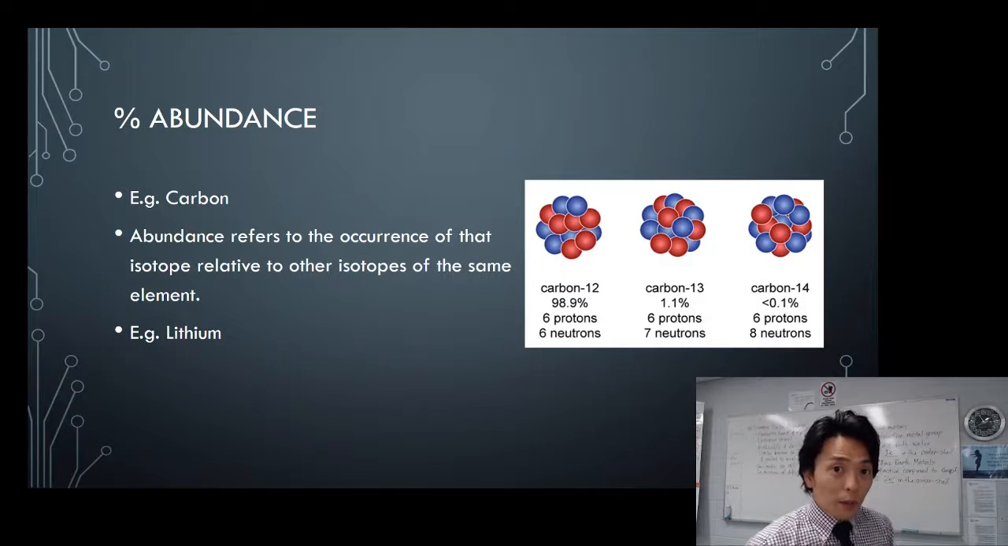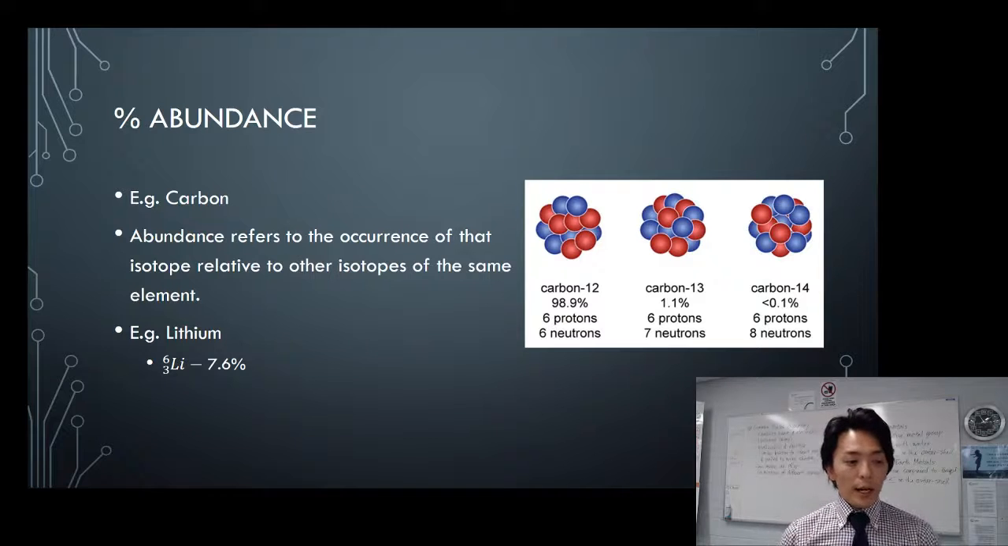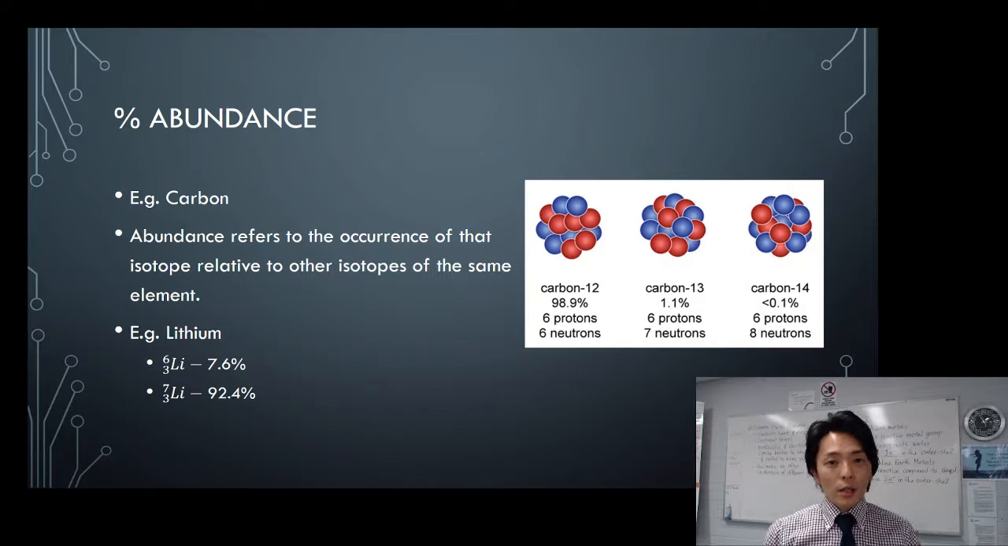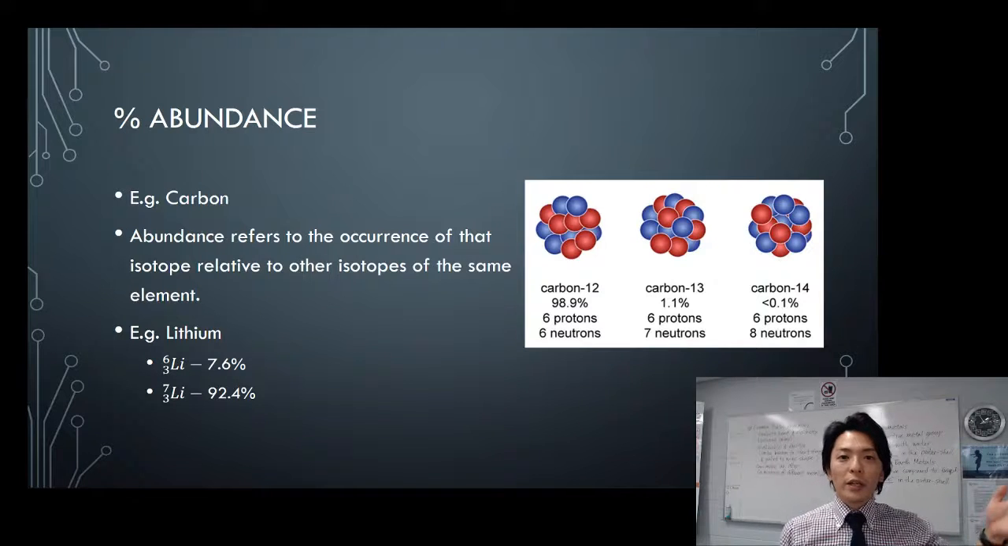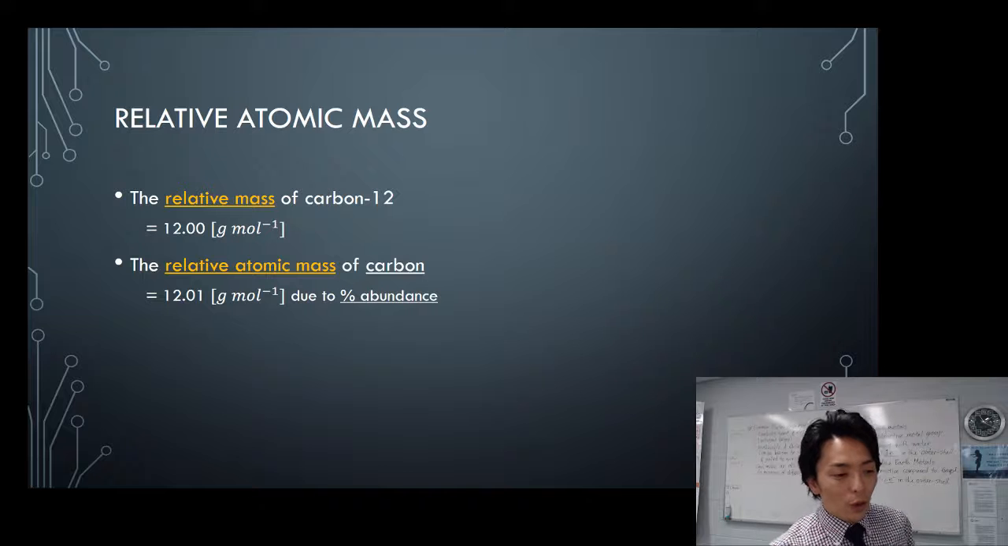In terms of lithium, if you're looking at the lithium metal element, 7.6% would have 6 as its mass number for that isotope. And 92.4% would have 7 as its mass number for that particular isotope. If you put them together, on average, if you look at the periodic table, it says 6.941. So 6.941 comes from the average of those two isotopes.